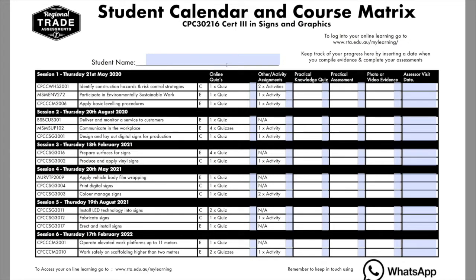So what we have here is broken up into 2 sections. We've got an online quiz, which you'll find is the first quiz that you come across when you're doing your online learning in a unit. There's also activities in some units, and there's also a practical knowledge quiz. So these are all found online, and you can complete these as a part of your online learning.